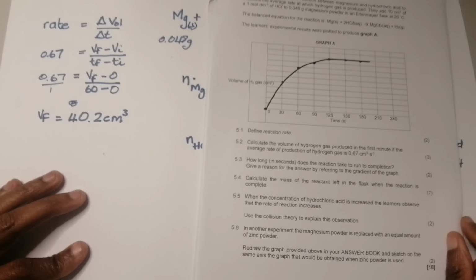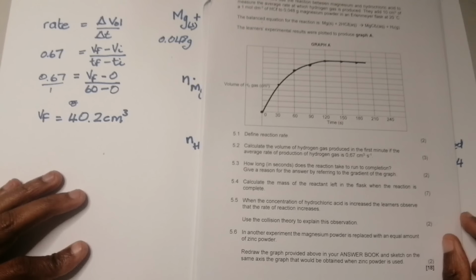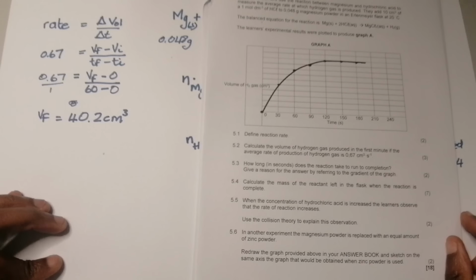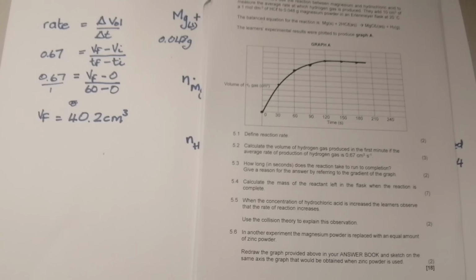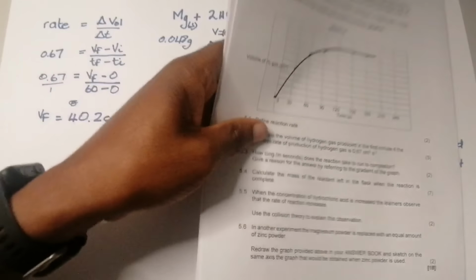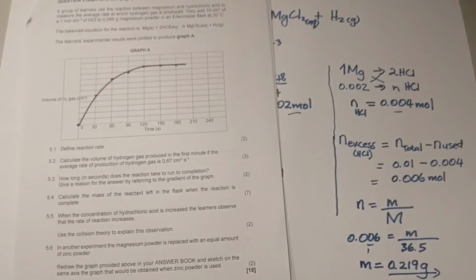Right, so they say when the concentration of hydrochloric acid is increased, the learners observe that the rate of reaction increases, right? Use the collision theory to explain this observation. Okay, so we know that concentration obviously increases the rate of reaction. Remember, we said an increase in concentration will increase the number of moles that are available to react, okay? So what happens? It means that there'll be more collisions per second, isn't it? And that will increase the number of effective collisions.